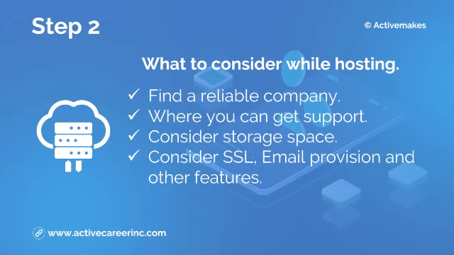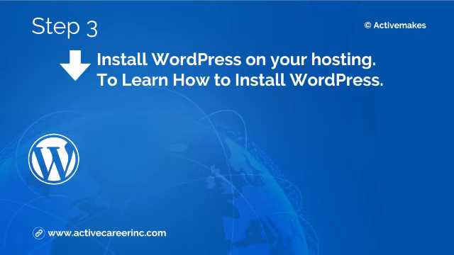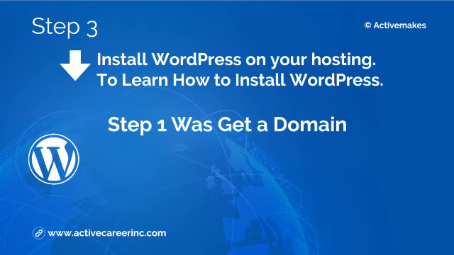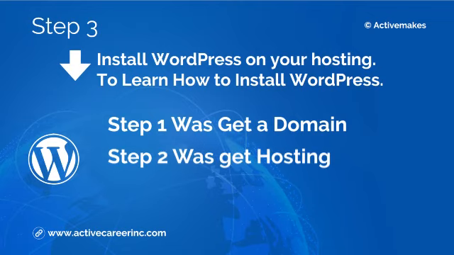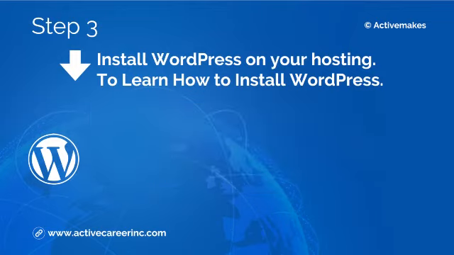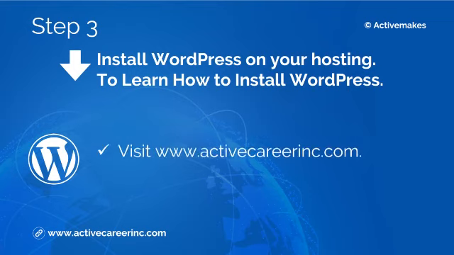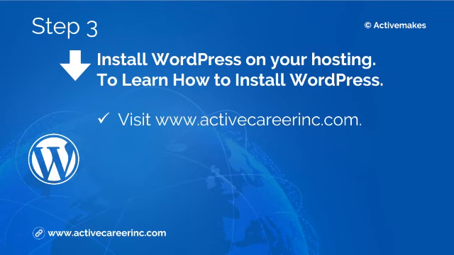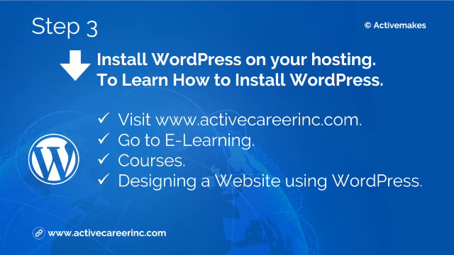So step number 3, to give you a polite reminder, step number 1 was get a domain name. Step number 2 was get hosting for your domain name. You cannot design a great website in WordPress without having a domain, without hosting it. So step number 3 is install WordPress on your hosting. To learn how to install WordPress, visit www.activecareerinc.com, go to e-learning, navigate to courses, go to designing a website using WordPress, and then click on how to install WordPress. You'll be good to go.